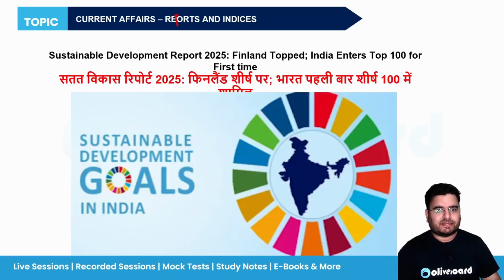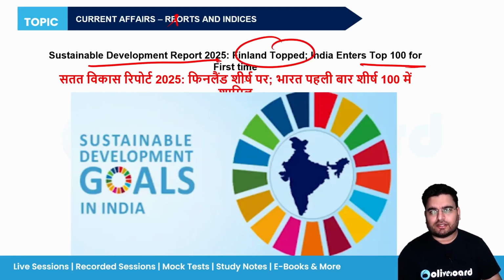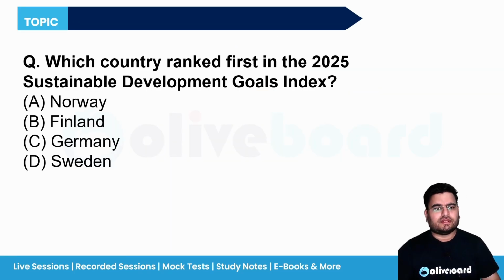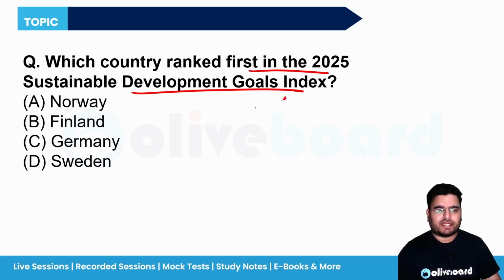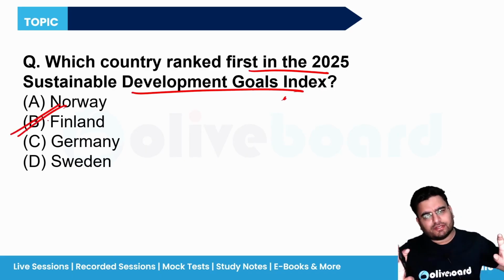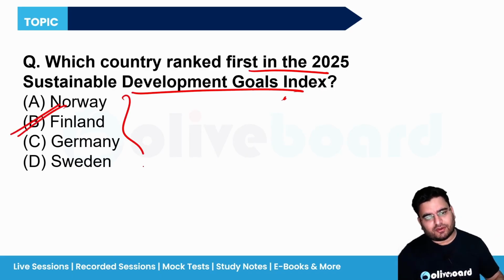Next, reports and indices, please correct this thing. So Sustainable Development Report, Finland top, India has entered top 100 for the very first time. I think we have covered this in one of the previous sessions also. Which country has ranked number 1 in that Sustainable Development Goal Index? Correct answer is Finland. It is always the European nations. You can see there are all European nations in the options also.